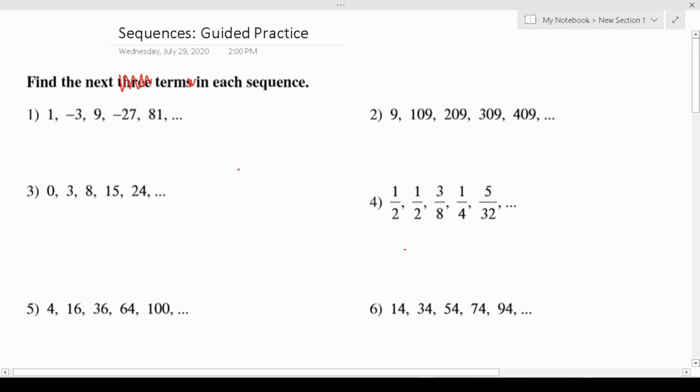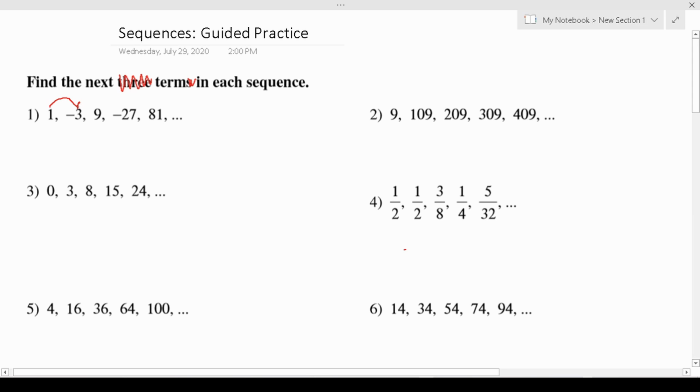For number one, we can see that we have 1, -3, 9, -27, and 81 in this sequence. And right away, we should see that it alternates between 1, -3, 9, -27. So in light of that, I know that this sequence has to be multiplied by a negative number for that pattern to occur. So let's see if we can figure this one out.